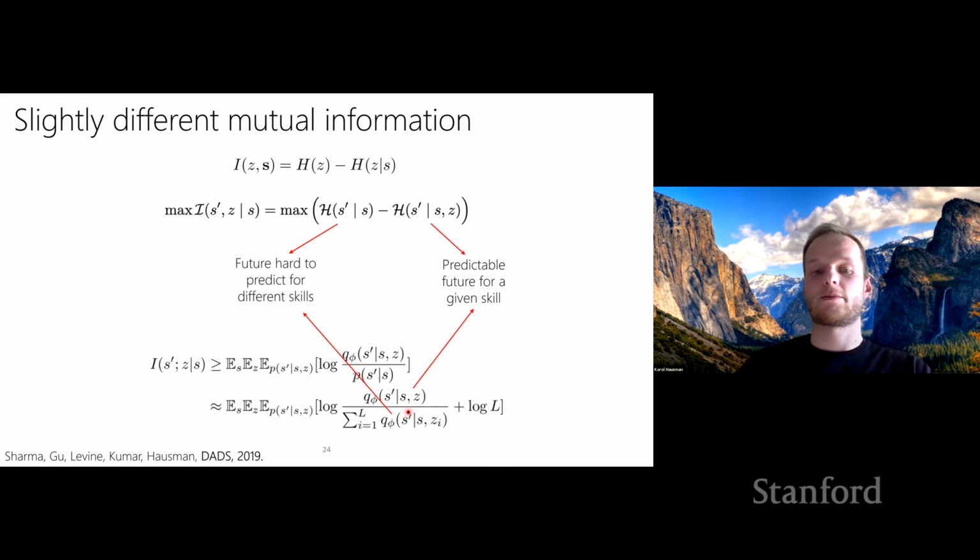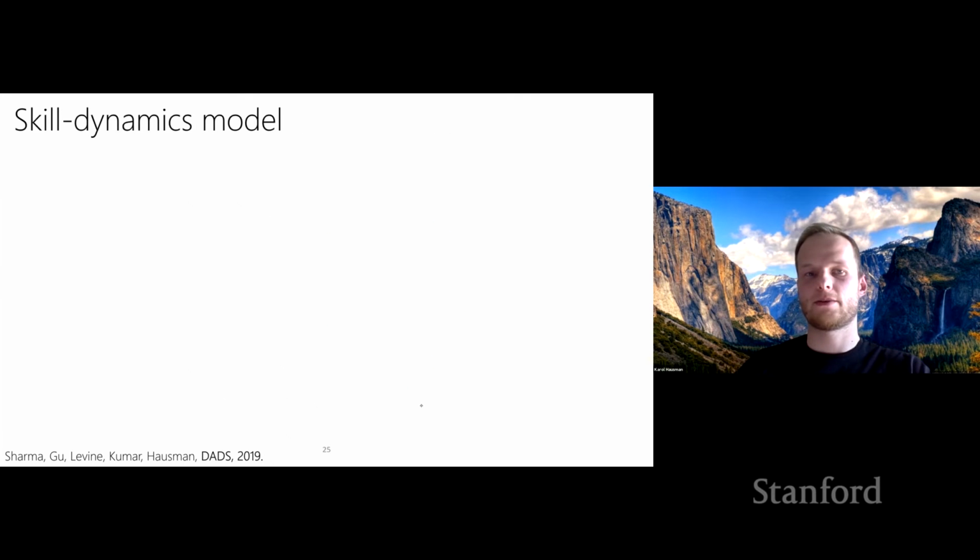And then in the denominator, we have something that we're trying to make as small as possible. And that means that for all the other skills, it should be very hard to predict what S prime is going to be. All right, so what you can see here is that we have this term and also this term here that is a probability of S prime given S comma Z. Right? So this is something that we need to learn here.